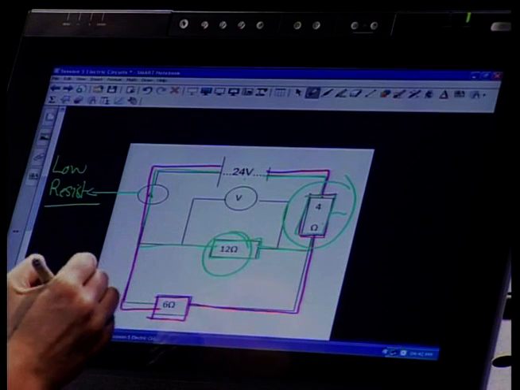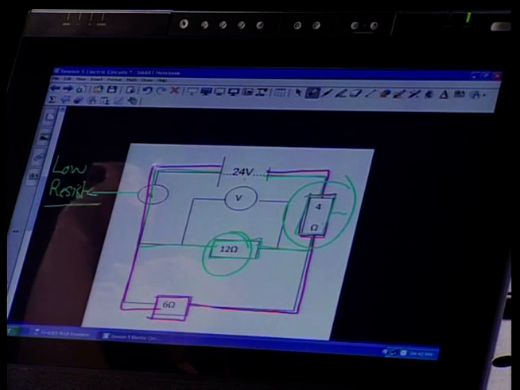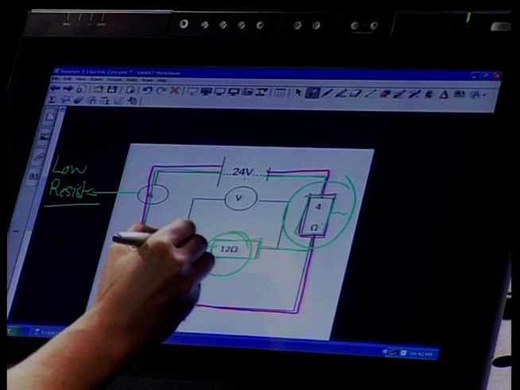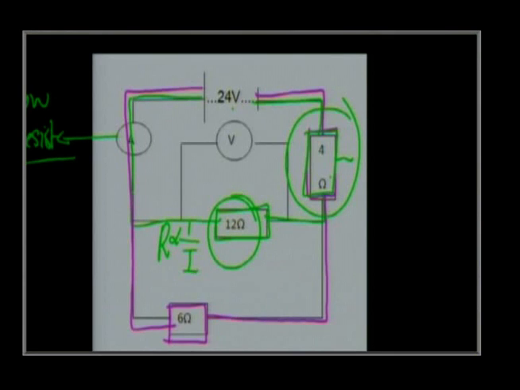The same thing applies to your resistors over here. If you have a very high resistance, only a small portion of your current will go through there, because there is an inverse relationship between the resistance and the current. So the higher the resistance, the lower the current that will pass through there.